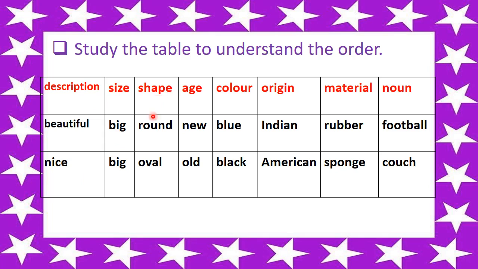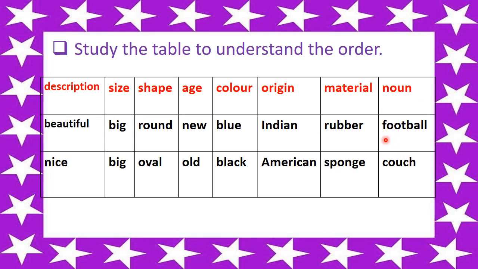Size. Then shape, that is round or oval. So see how it came, description, size, shape. So beautiful, big, round. Okay. Then next is age. So that will be new or old. Then color. So blue, black, green, orange, anything, whichever it is there in the sentence. Then origin. If origin is there in that, so Indian, American, and many more. Then material. Rubber, leather, sponge. Okay. And at the last, noun. So it can be football, couch, ball, anything.